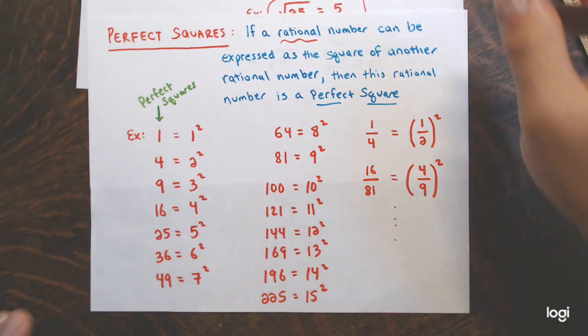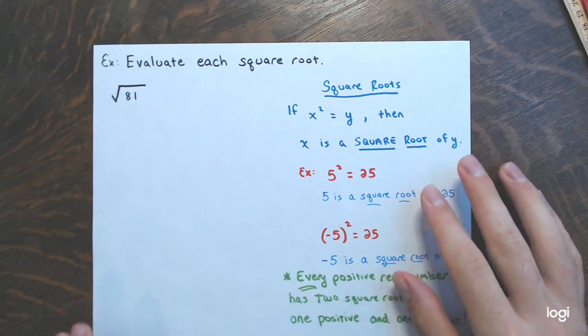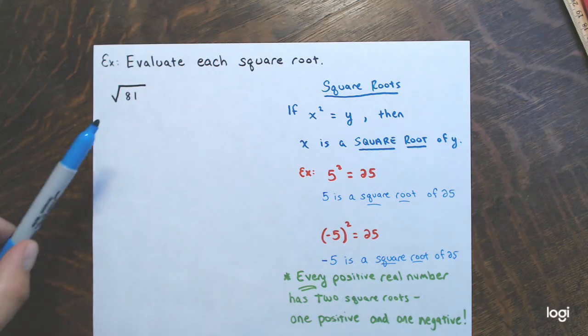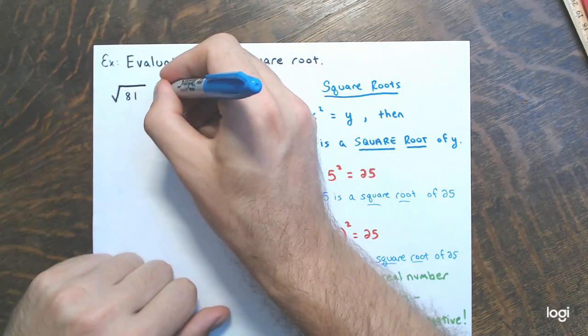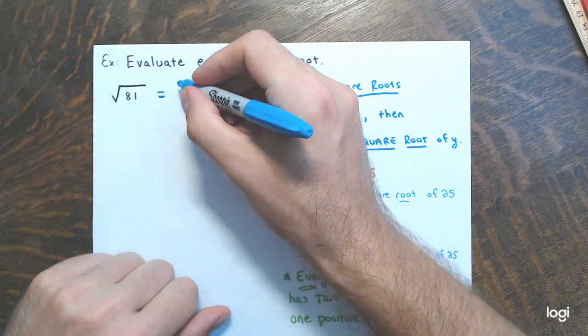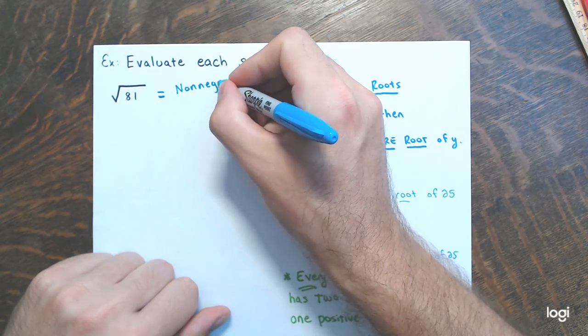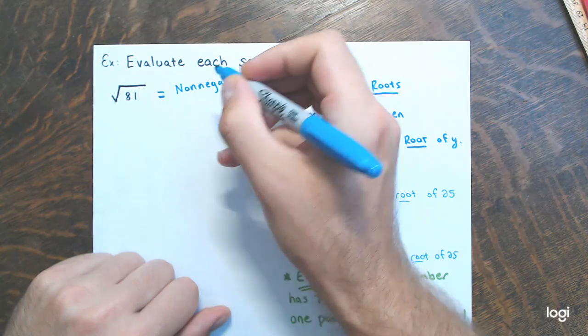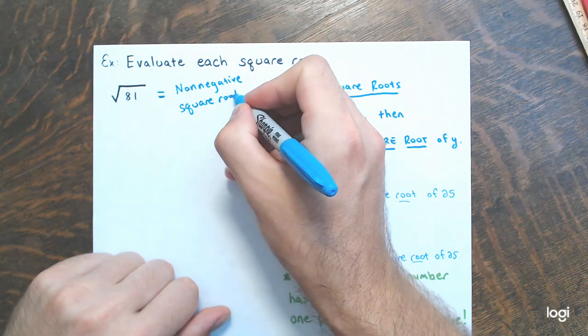All right, so finally, after all that discussion, let's go back to my first example, and then I have plenty of them. So here I have the square root of 81. Now remember, this is the positive square root. So what's on the other side is again the non-negative square root of 81.